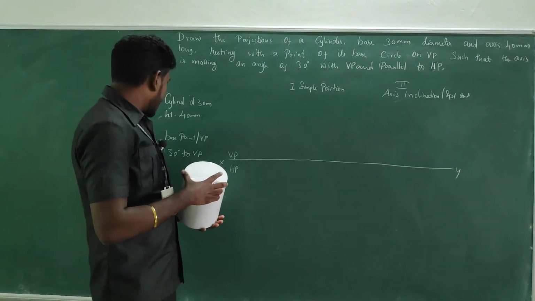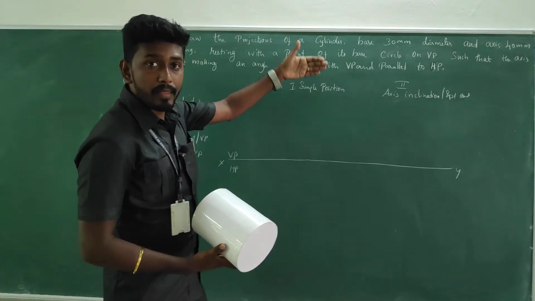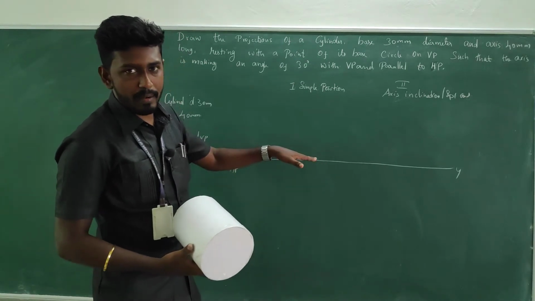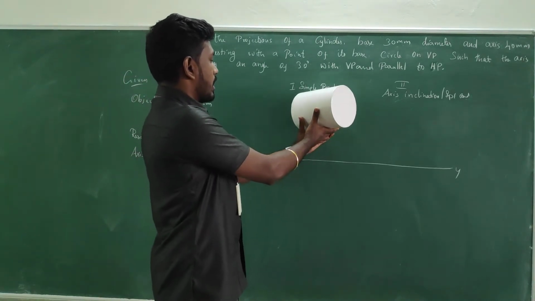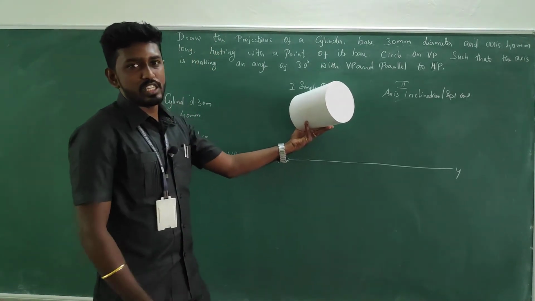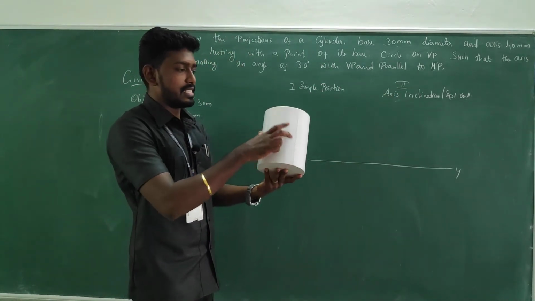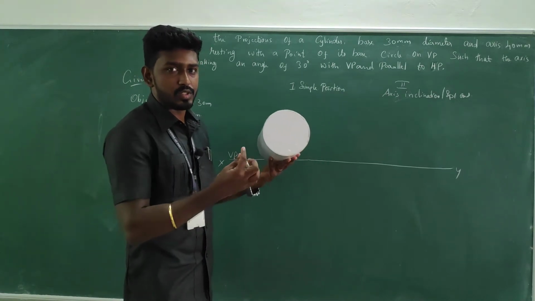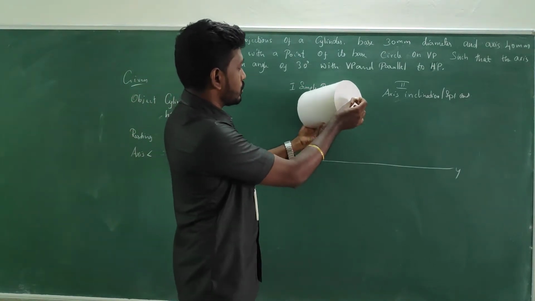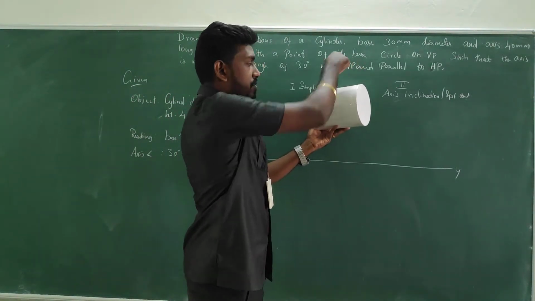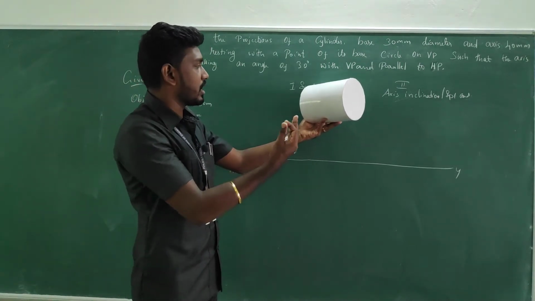So here the axis is inclined to VP. For example, consider this is a vertical plane and this is a horizontal plane. The ground is a horizontal plane. This is how the object is positioned. The axis of the cylinder, axis in the sense an imaginary line passing through the top base and bottom base, something like this. So it is making an inclination with VP and parallel with HP. So this is the exact condition.